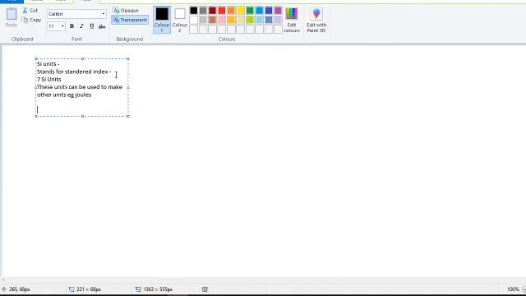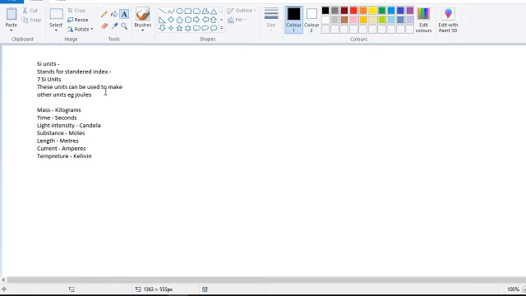So what they are is mass, which is in kilograms; time, which is in seconds; light intensity, which is in candela; chemical substance, which is in moles; length, which is in meters; current, which is in amperes; and temperature, which is in Kelvin. So this is basically the first part.